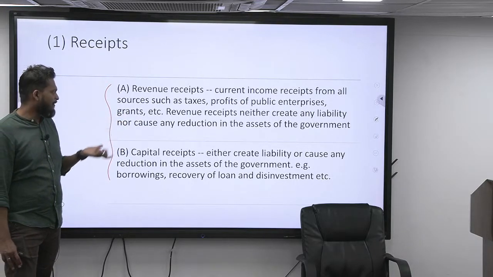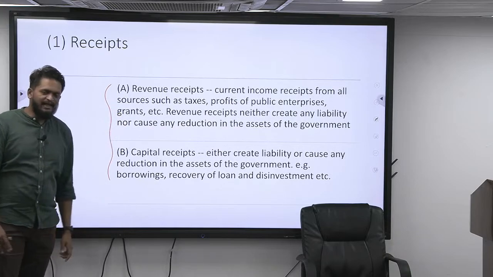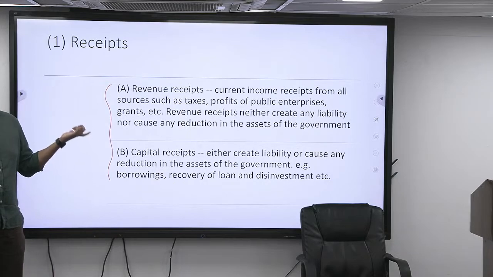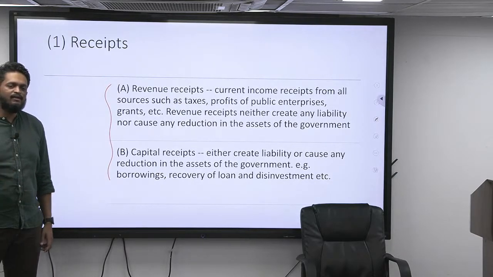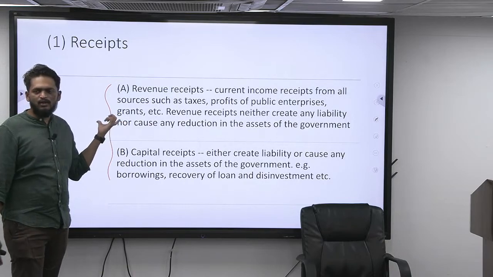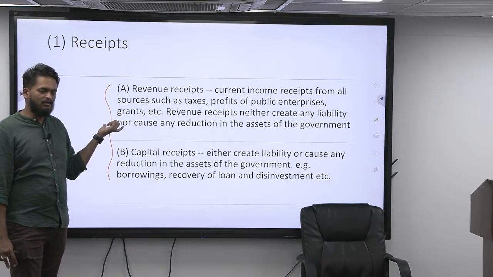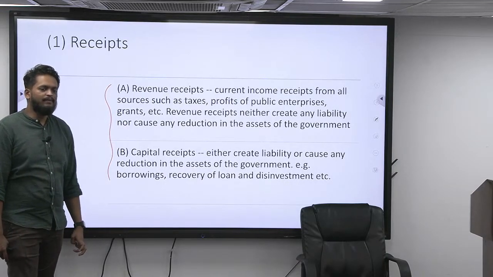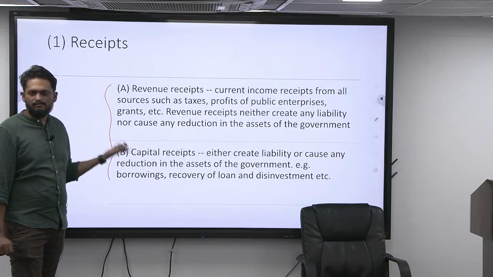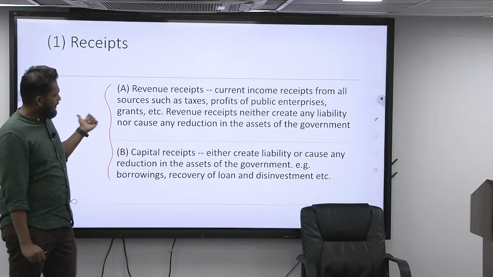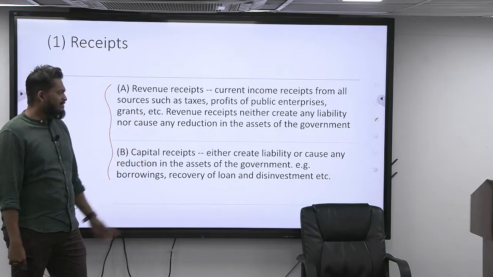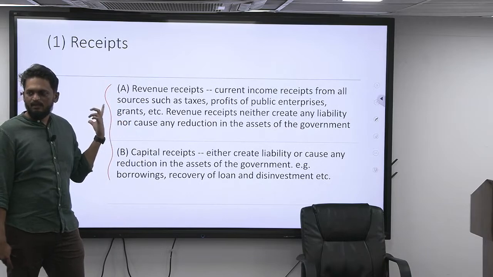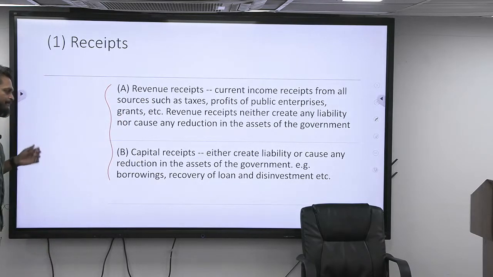That is a revenue receipt. Then grants. Sometimes state governments regularly receive grants from the central government. That will not affect any liability. Grant means it is not like a loan they are giving, they are just giving the money. So these grants are also revenue receipts for the state government. You understood? Imagine instead of a grant they give a loan. What type of receipt will it be? Then it becomes a capital receipt because it has created a liability. Revenue receipts neither create any liability nor cause any reduction in the assets of the government. Then we call it a revenue receipt. You understood?